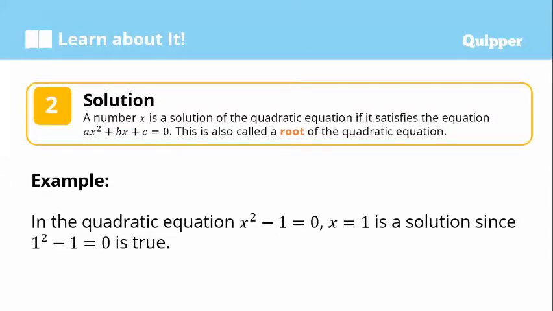Another term is solution. A number x is a solution of the quadratic equation if it satisfies the equation ax² plus bx plus c equals 0. This is called a root of the quadratic equation. For example, in the quadratic equation x² minus 1 equals 0, x equals 1 is a solution since 1² minus 1 equals 0 is true.